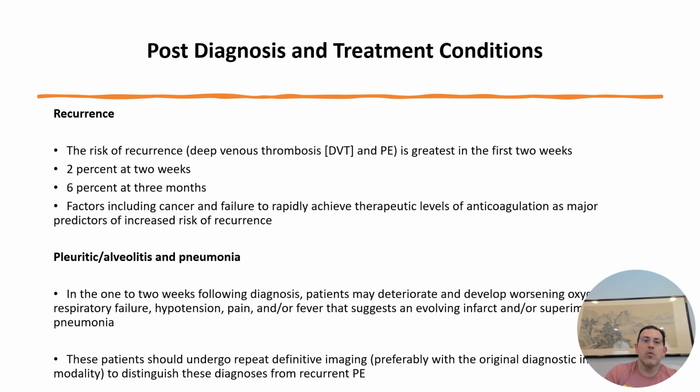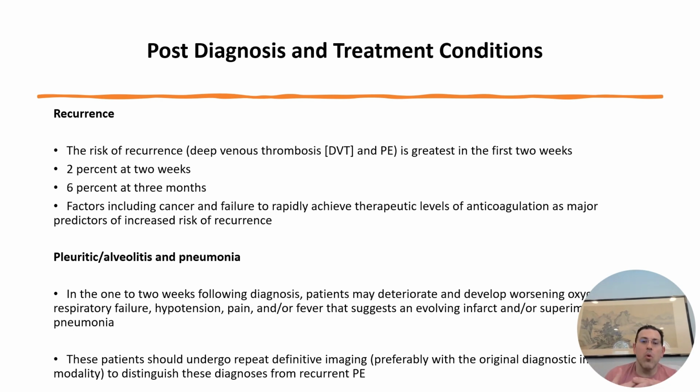So what about post-diagnosis and treatment considerations? Well, really, you have to talk about recurrence, and the risk of recurrence, either deep venous thrombosis and PE, is really greatest in the first 2 weeks. So it's about 2% at 2 weeks and then 6% at 3 months. And certain factors that could put a patient at particularly higher risk would be things such as the history of cancer or failure to reach their therapeutic anticoagulation goals that we wanted them to.